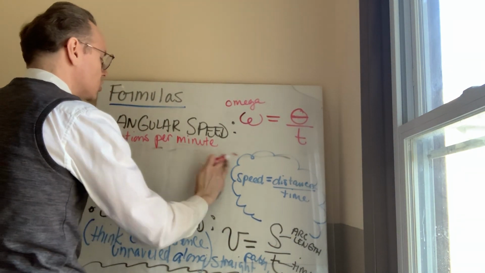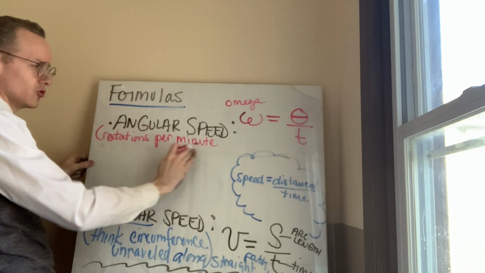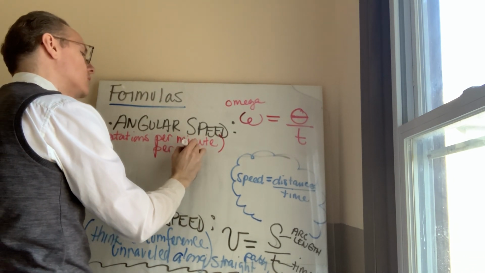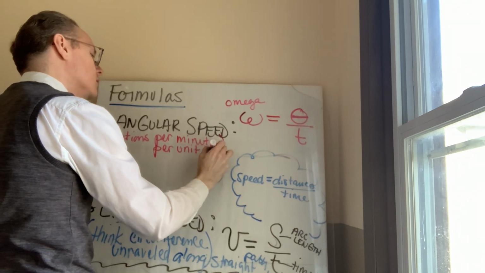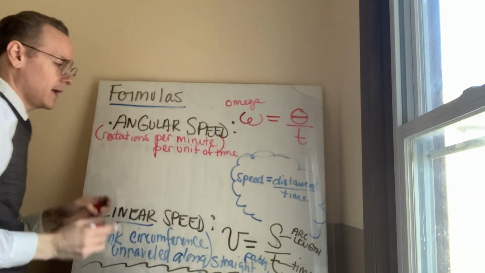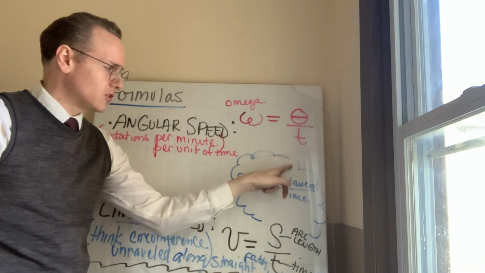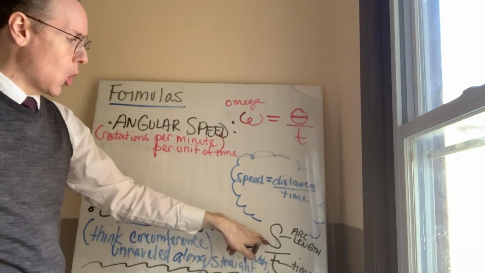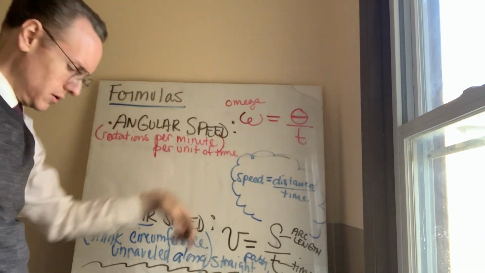Anyhow, rotations per minute is more or less the normal situation, but it really should be per unit of time in general, right? In this case, the speed equals distance over time formula is adapted to not be an arc length, but an angle instead.